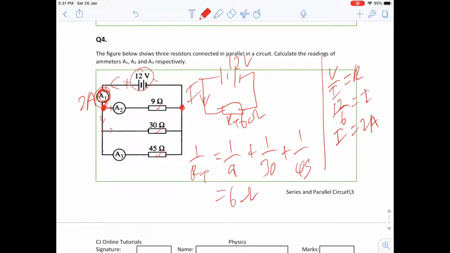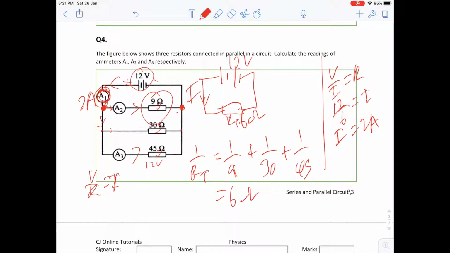So what is the current going into each of these then? If the current is 2 amperes here, the current going into the first one, how are we going to solve this? It's very simple. Since we know that the voltage across each branch must be 12 volts. Remember, voltage in a parallel circuit is always the same. The voltage across the 9 ohms, the 30 ohms, and the 45 ohms are all 12 volts. So using Ohm's law again, just take V over R equals I.